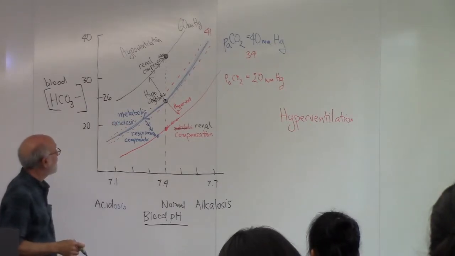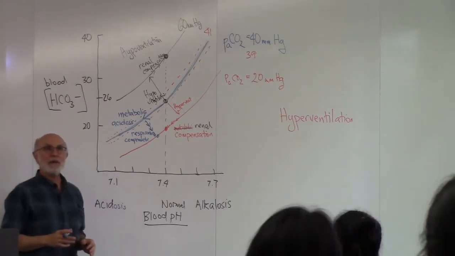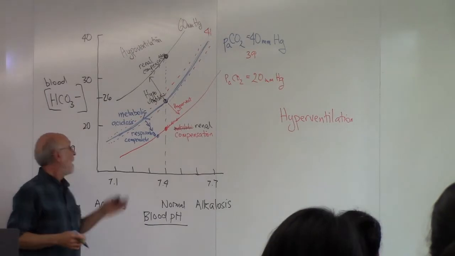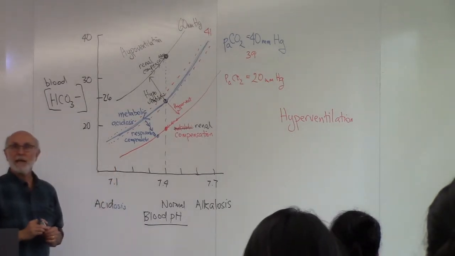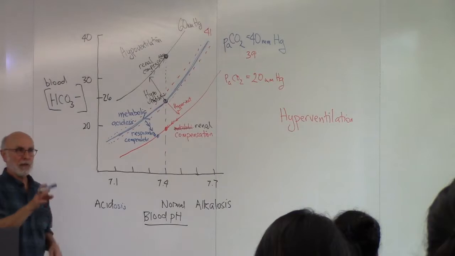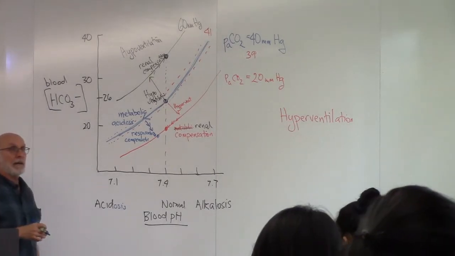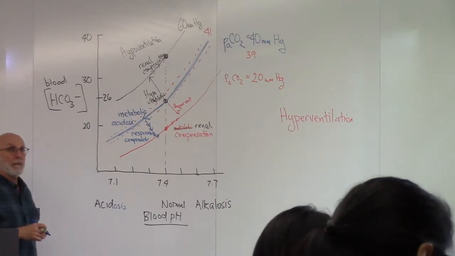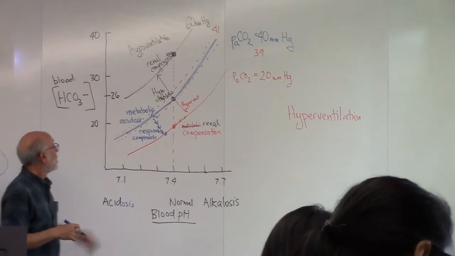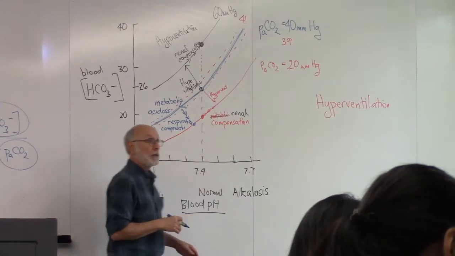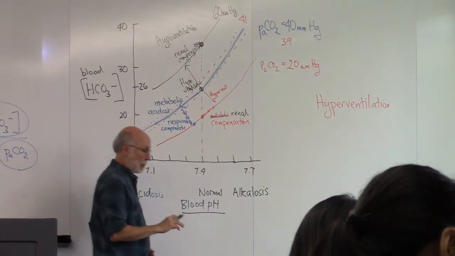I'm trying to use different kinds of arrows. So the solid arrows represent the abnormality, and the dashed arrows represent the compensation. So your figure doesn't do that, but you can decorate your figure to help you with that. Okay? So let's just do one more.